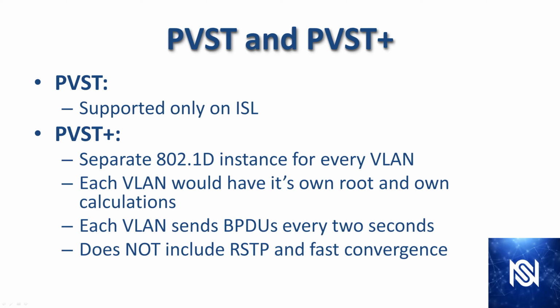All right, so PVST and PVST Plus stands for per VLAN spanning tree. PVST is only supported on ISL trunks, and PVST Plus is supported on 802.1q trunks, whereas PVST is not. Both of these protocols have a separate instance of 802.1d for every VLAN. This means that each VLAN is going to have its own root, its own calculations, and it's going to send BPDUs every 2 seconds. It's also important to note that PVST and PVST Plus do not support fast convergence.